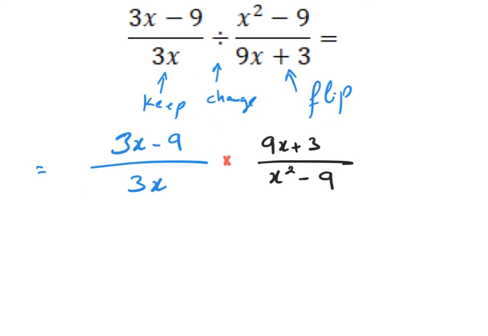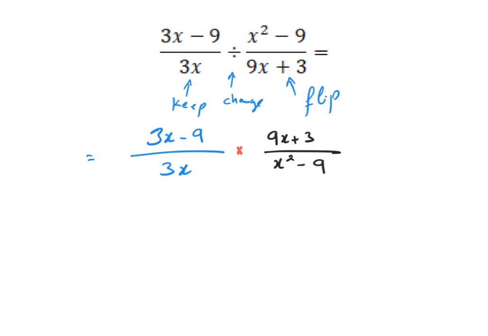And now we have to simplify. But before we simplify, we need to factor first. I mean, we cannot simplify 3 with 3 here. Why? Because we have a minus here, right? So we need to create factors, right? So let's try to factor both the numerator and denominator here.